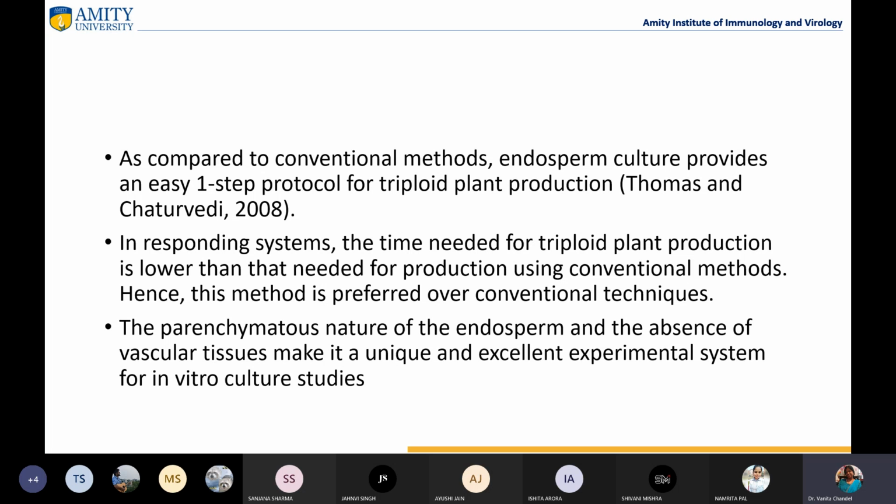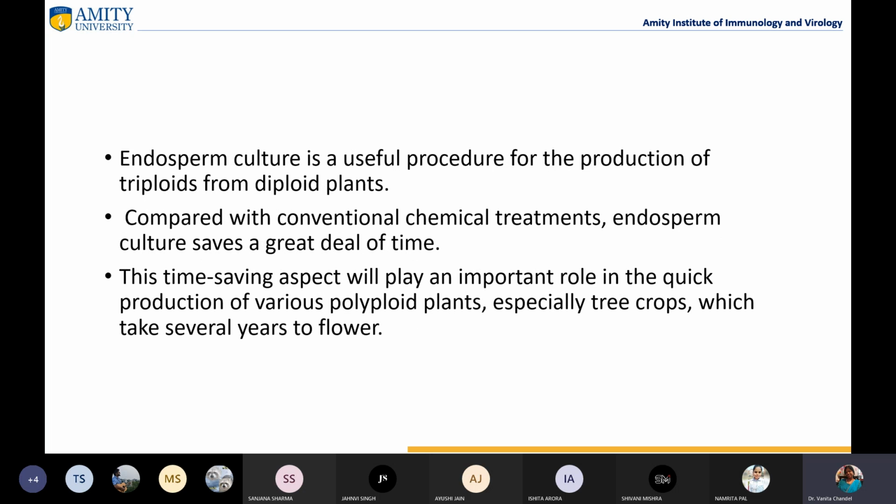production, and the time which is needed for triploid plant production is lower than that of the conventional method. So by the tissue culture method, we can do it in less time, and the parenchymatous nature of endosperm and the absence of vascular tissue make it a unique and excellent experimental system for in vitro culture studies also. So we can use them for some other in vitro studies also.